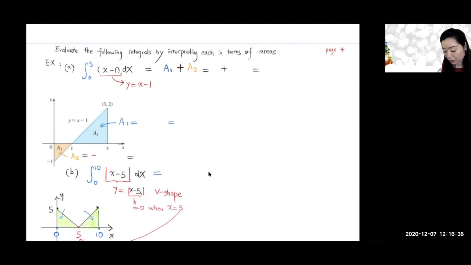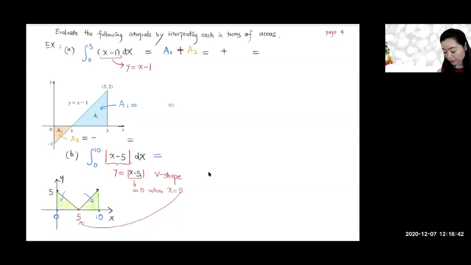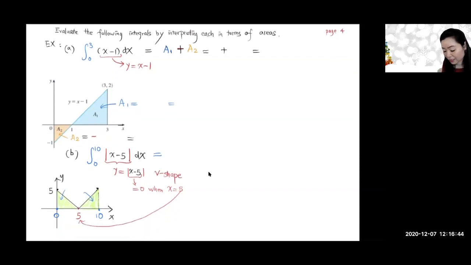And then x goes from 0 to 3. So 0 here, 3 here. So this integral, you can interpret that as A1 plus A2, where A1 is the area here, A2 is this, but it's still negative, okay? So let's find A1 first. What does A1 equal to?